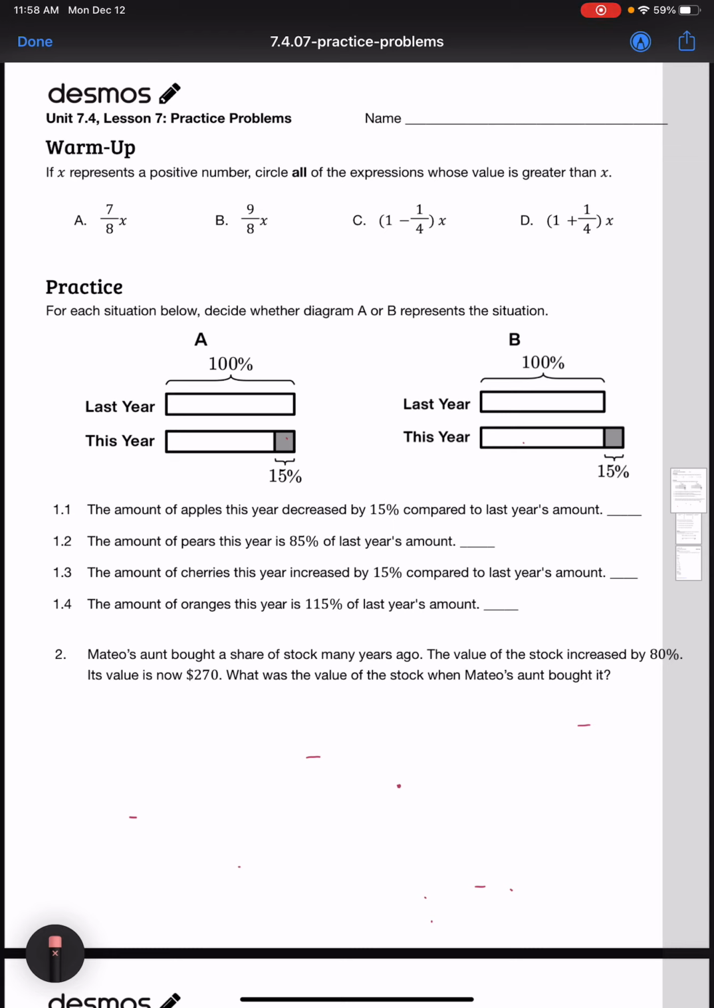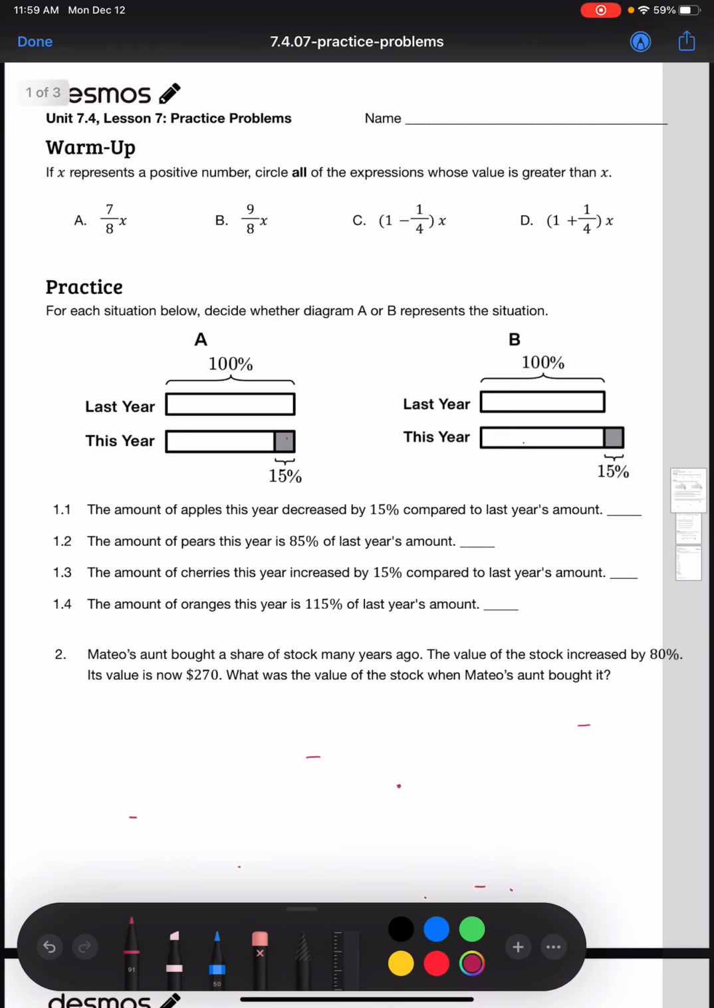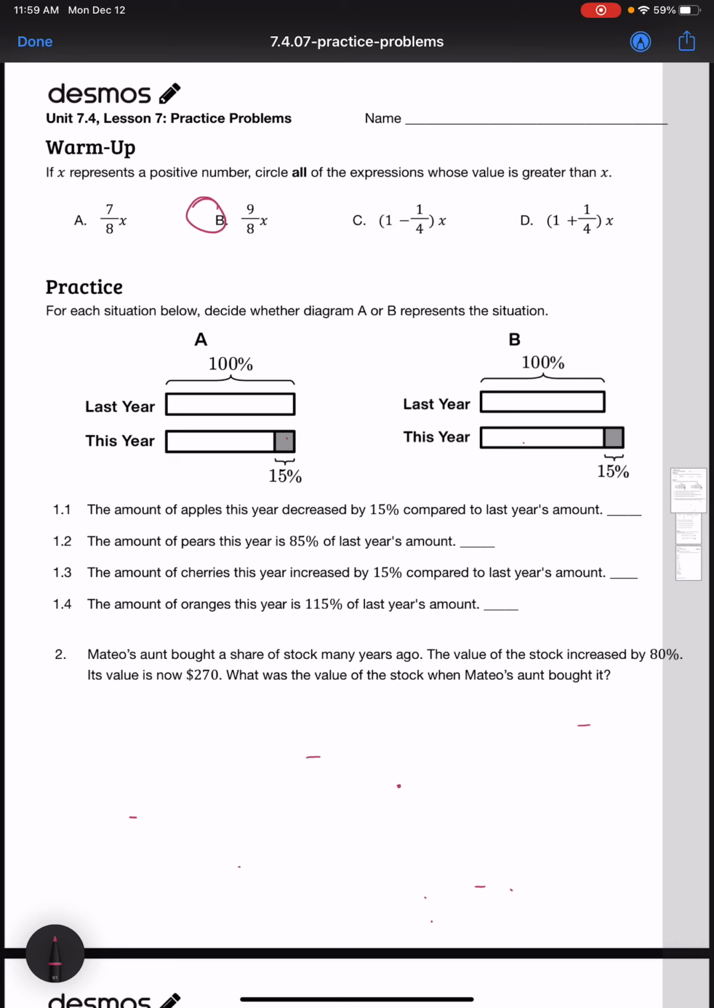So if I'm finding 7/8 of x, I am finding a smaller amount, so it cannot be A. 9/8 times x, since the numerator is larger than the denominator, I know I'm multiplying by more than a whole, so B would be an answer here. 1 minus 1/4 is 3/4, so if I was finding 3/4 of a number, it would be less than it was originally worth. And 1 1/4 times x gives me itself plus another fourth, so I know it will be greater. Now, for each situation below, decide whether diagram A or B represents the situation.